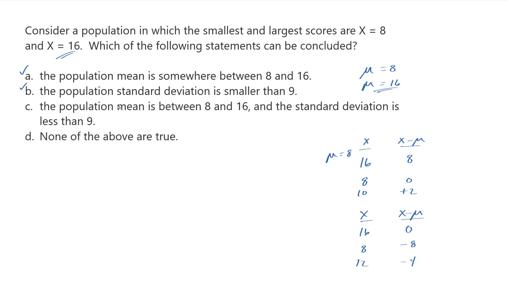C just adds the two of these together. It says the population mean is between 8 and 16 and the standard deviation is less than 9. So this is our answer.